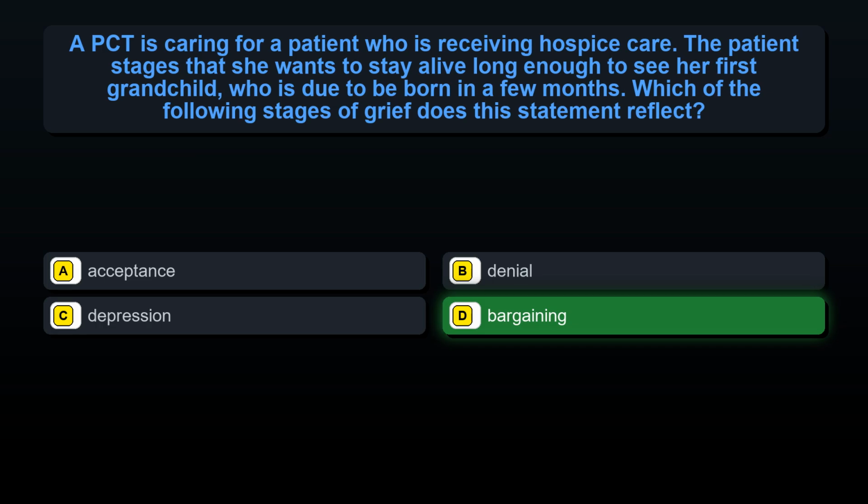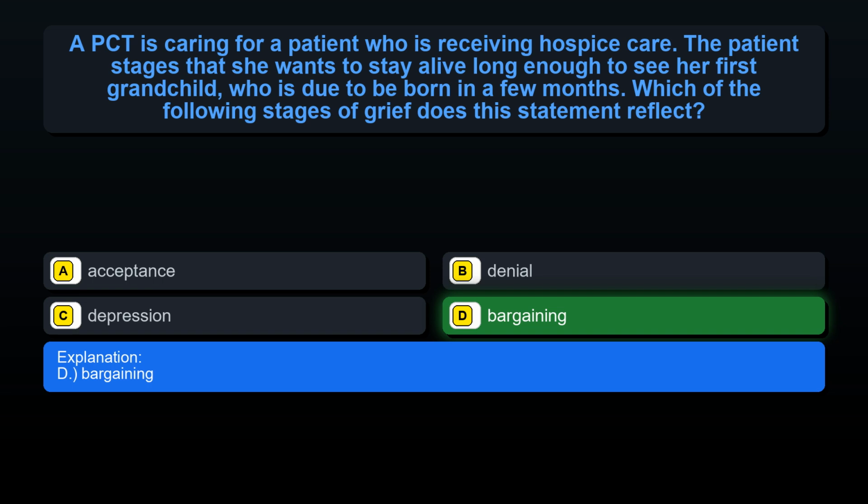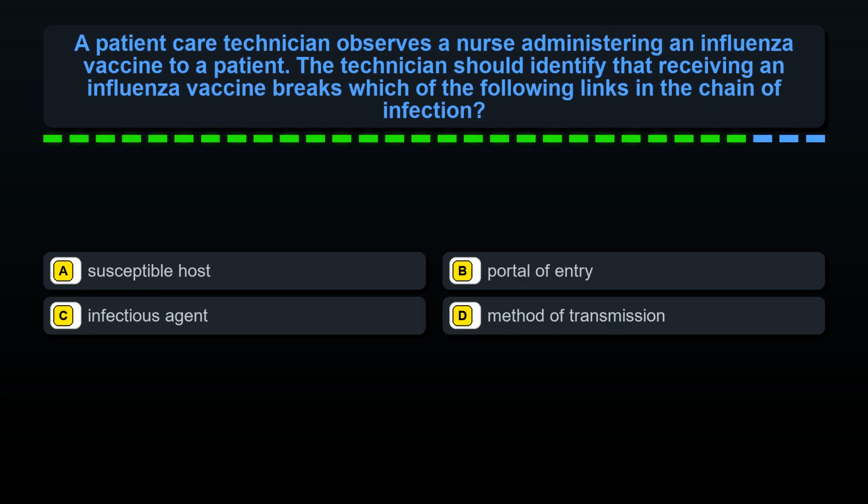The correct answer is option D, bargaining. Question 40. A patient care technician observes a nurse administering an influenza vaccine to a patient. The technician should identify that receiving an influenza vaccine breaks which of the following links in the chain of infection? Option A, susceptible host. Option B, portal of entry. Option C, infectious agent. Option D, method of transmission.